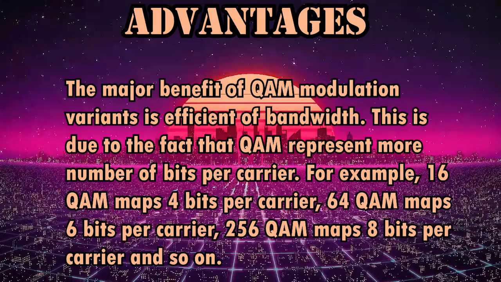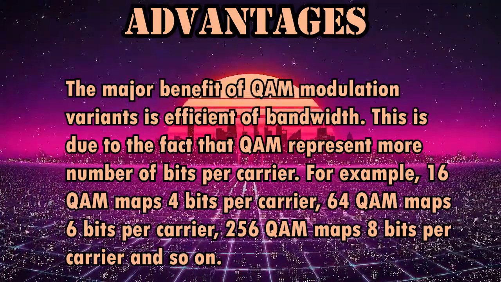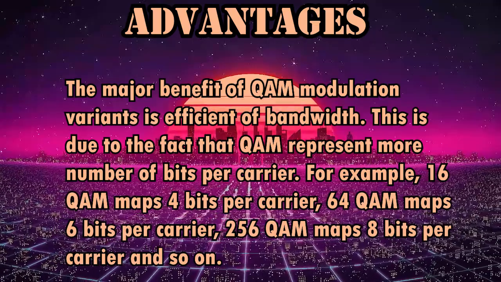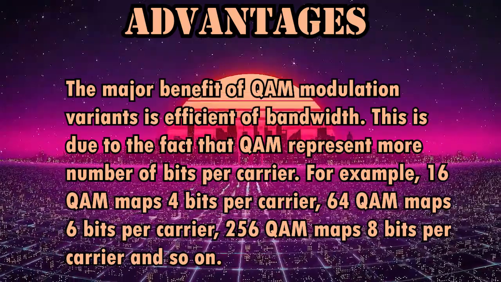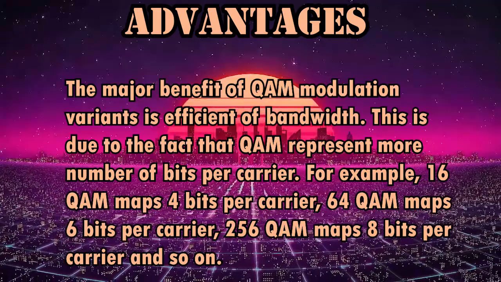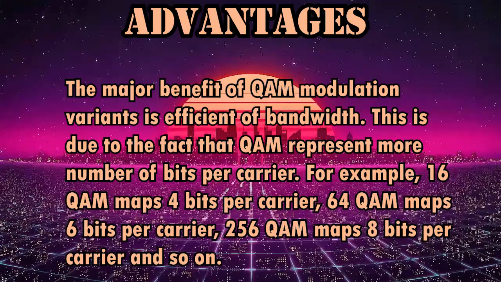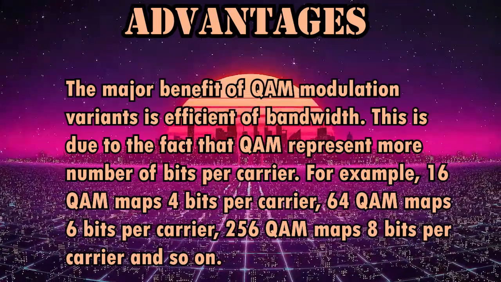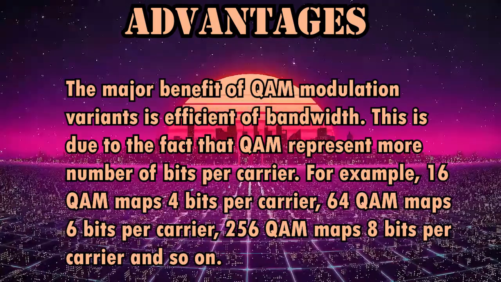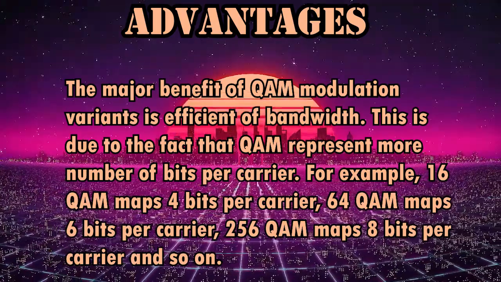The main advantage of QAM modulation is the effective use of bandwidth. This is because QAM has a greater number of bits per carrier. For example, 16 QAM maps 4 bits per carrier, 64 QAM maps 6 bits per carrier, and 256 QAM maps 8 bits per carrier, and so on.